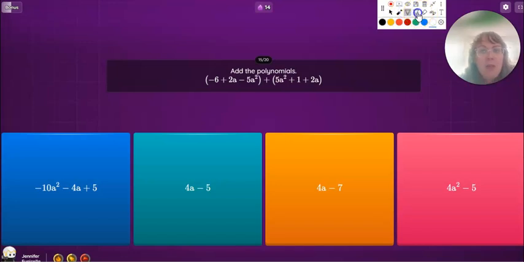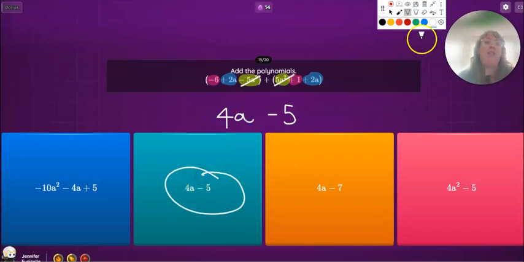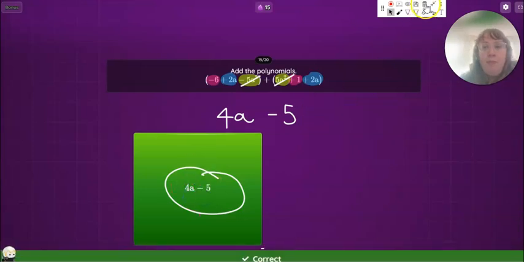Alrighty, adding these polynomials here, see what we can combine. Here's a negative 6. That can be combined with this positive 1, which is going to get us a negative 5. Then we have this negative 5a squared plus 5a squared. Those are going to cancel out to 0. And then we have 2a plus another 2a, which is 4a. So we have 4a minus 5. Beautiful.